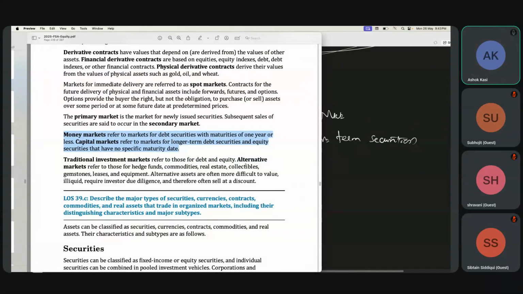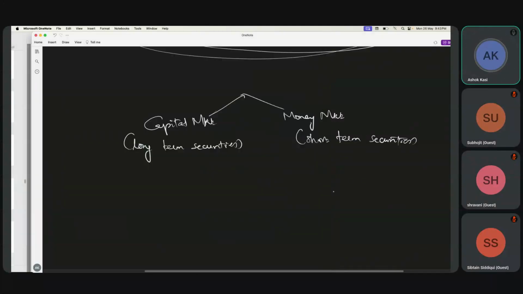Traditional investments and alternative investments: this is also part of the alternative investments subject, but I'm still giving you a rough idea. Traditional assets or traditional investments, and alternative investments.